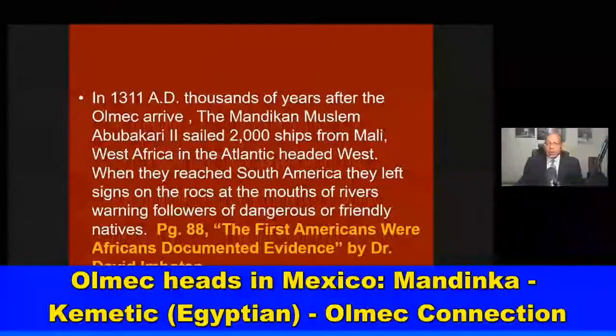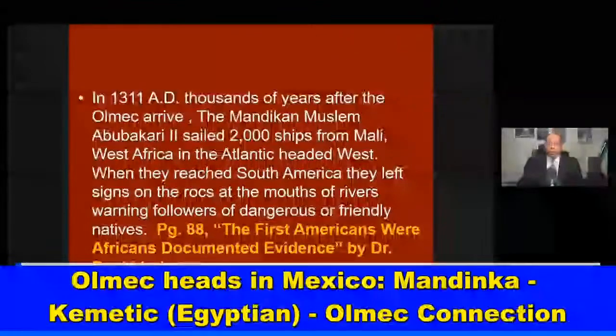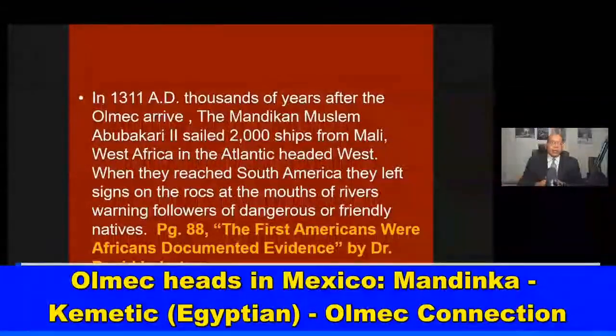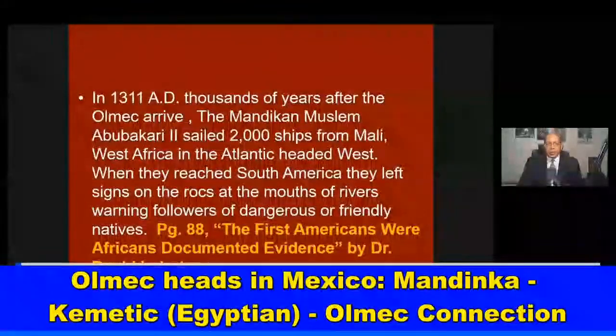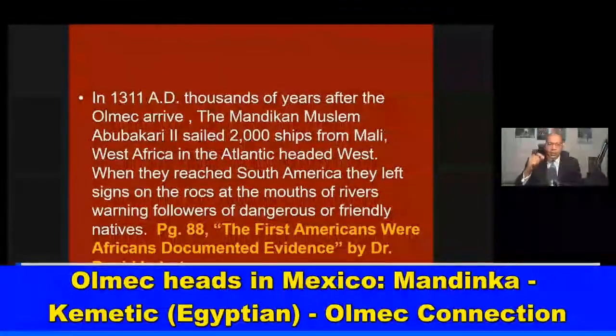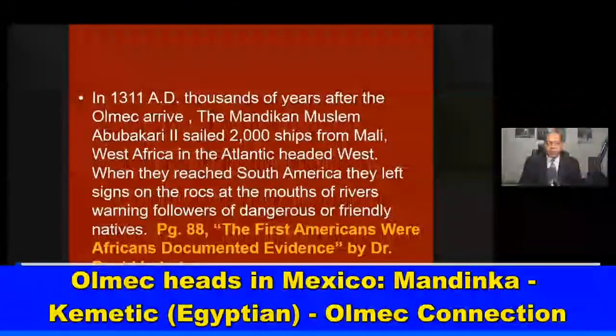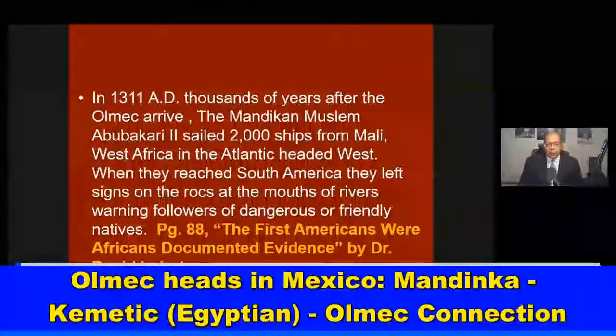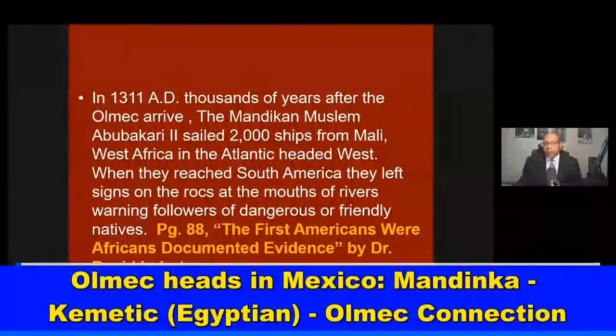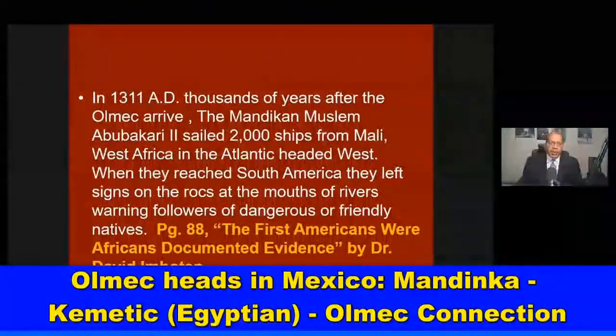Now, in 1311 AD, thousands of years after the Olmec arrived, the Mandinka Muslim Abu Bakr II sailed 2,000 ships from Mali, West Africa, in the Atlantic, headed west. When they reached South America, they left signs on the rocks at the mouths of rivers, warning followers of dangerous or friendly natives. So Dr. David Imhotep talks about this on page 88 of The First Americans Were Africans, Documented Evidence.